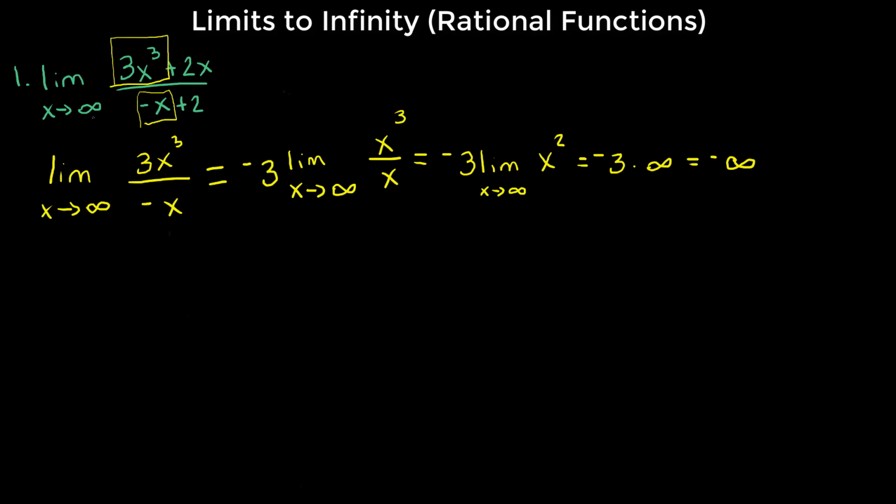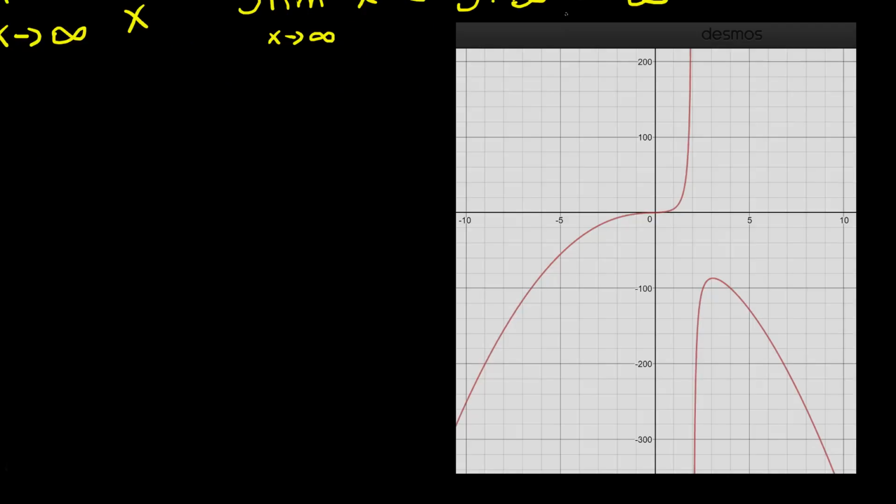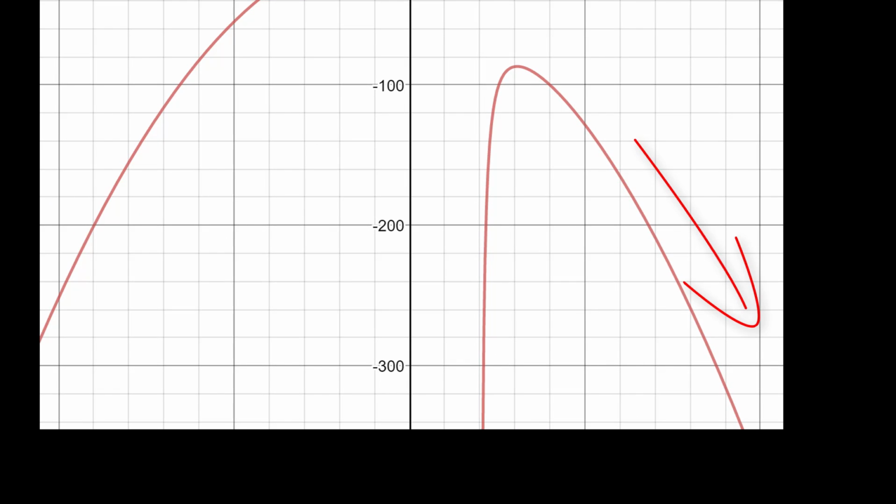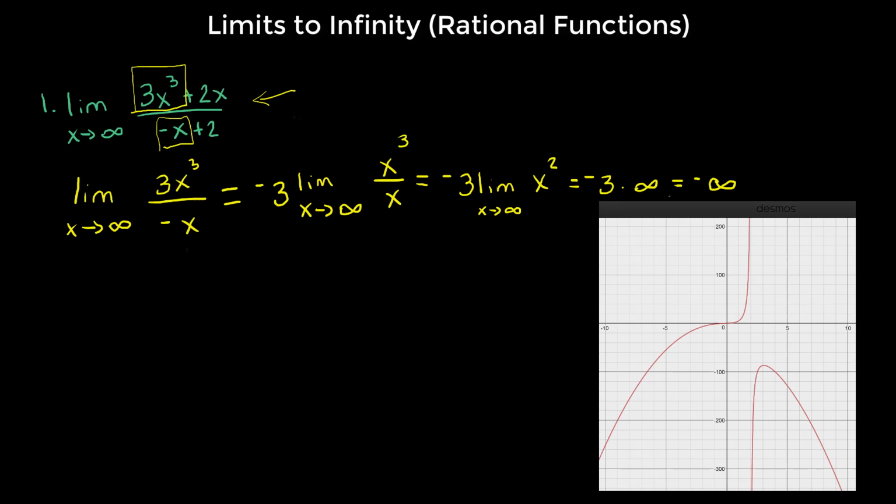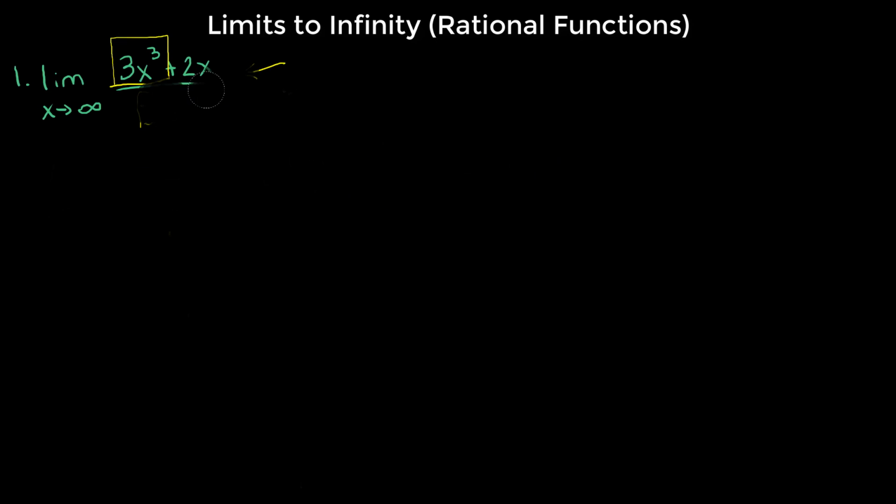The limit as x approaches infinity of 3x cubed plus 2x all over -x plus 2, it will be negative infinity. And we can go ahead and graph to confirm that. This technique works. And so let's go ahead and dive into another example right away. Let's go ahead and start our second example.